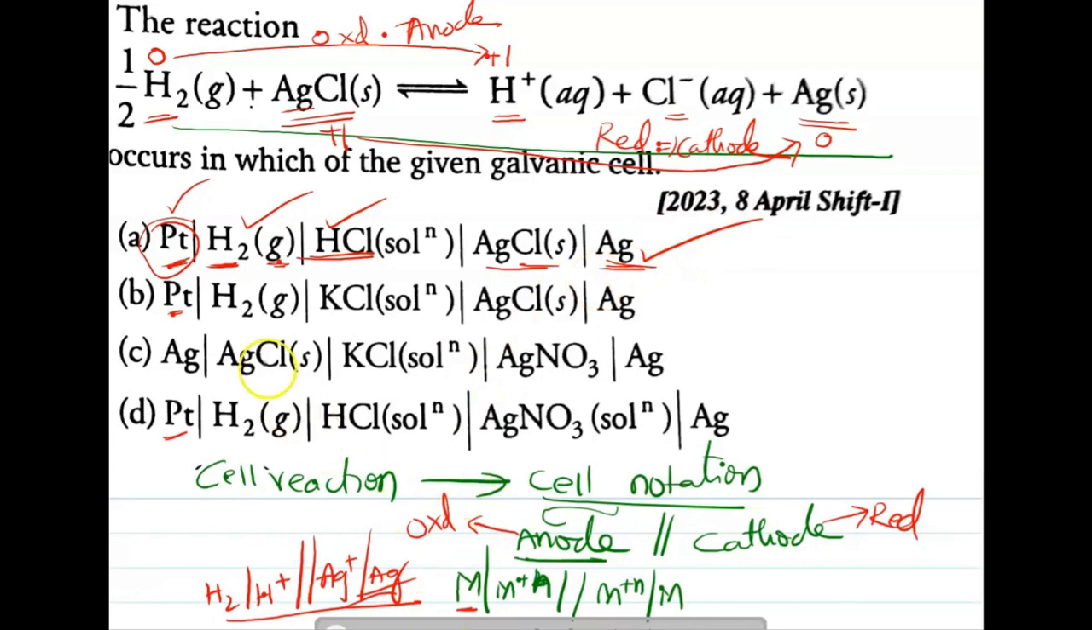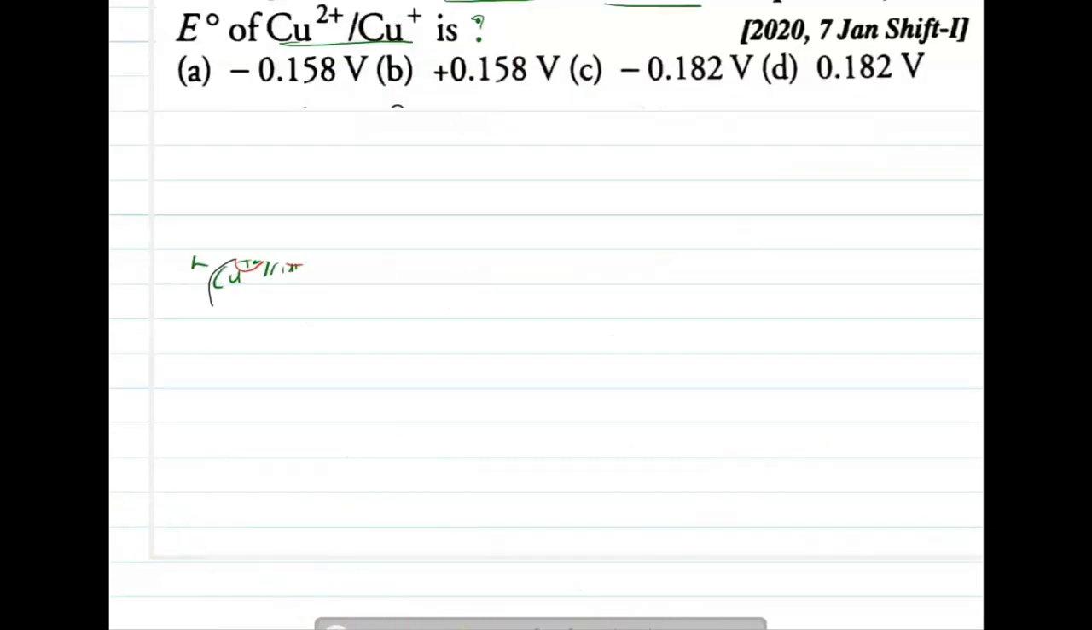You may ask me, why not the second option? In the second option H2 is given with KCl; H2 is not converted to K plus, it is converted to H plus. The third option is absolutely wrong, there is no hydrogen in the third option. In the fourth option, AgNO3 is given, but he has taken AgCl, so it also goes wrong. So our answer is the first. So here the method is: cell reaction is given, cell notation is being asked. So the first one is solved, an easy one. Now let's take the second one.